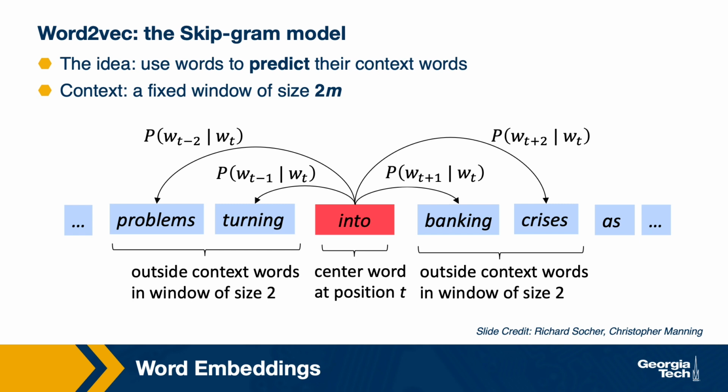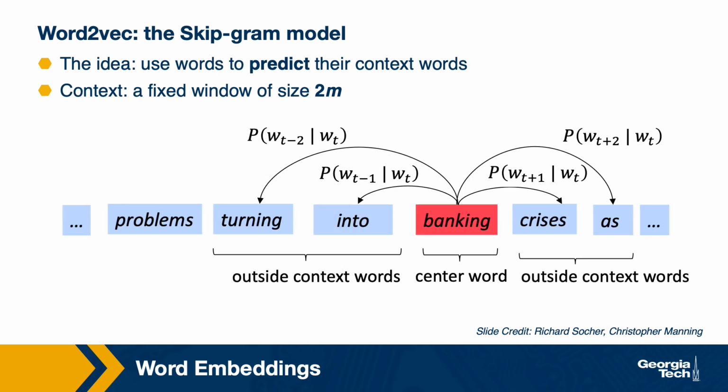Assuming the word "into" is the center word, we hope to use the vector representation of the word "into" to predict what would be in the context of "into". We try to make those predictions and change the vector representations in a way that we can do the prediction better. Similarly, we go on to the next word, "banking", and essentially we do the same thing.